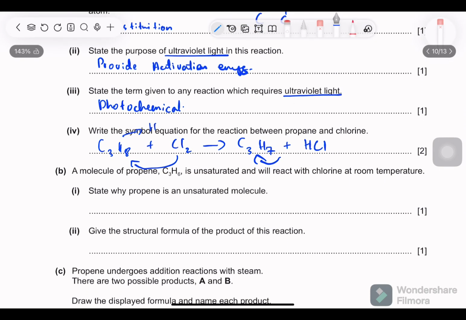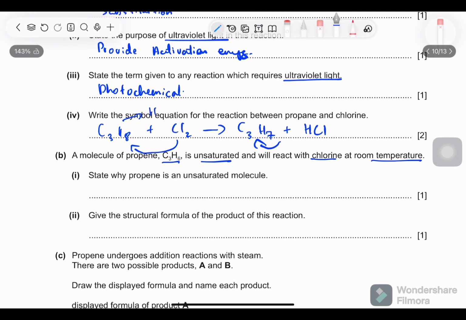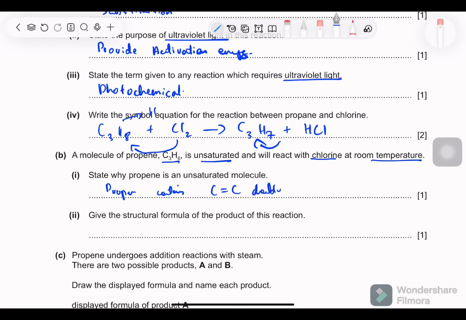Next, a molecule of propene is unsaturated and will react with chlorine at room temperature. State why propene is an unsaturated molecule. A saturated molecule is the one which contains no double bond. As for unsaturated, they contain a double bond. Propene contains a carbon-carbon double bond. So this double bond can be broken easily.